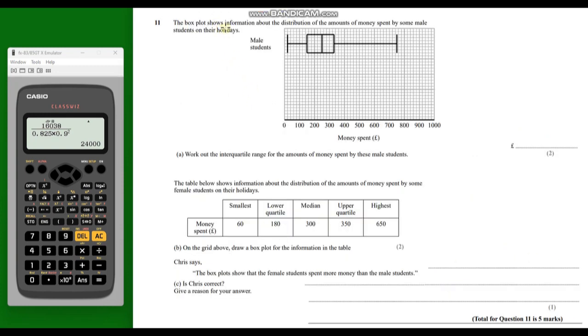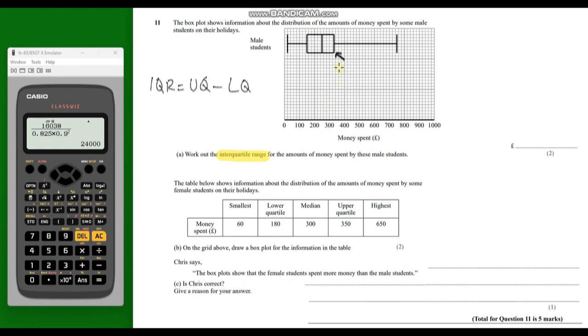Question 11. The box plot shows information about the distribution of the amounts of money spent by some male students on their holiday. Part A, work out the interquartile range for the amounts of money spent by these male students. To work out the interquartile range, the IQR, we take the upper quartile and we subtract the lower quartile. So the upper quartile will be this part here. So that is the upper quartile. So we just need to work out what value it is.